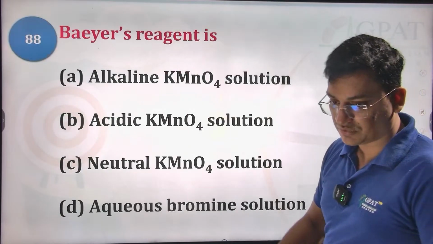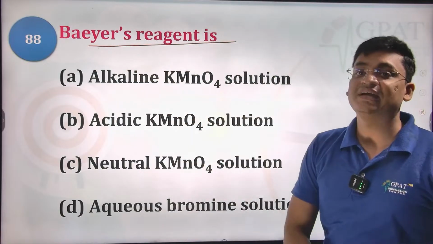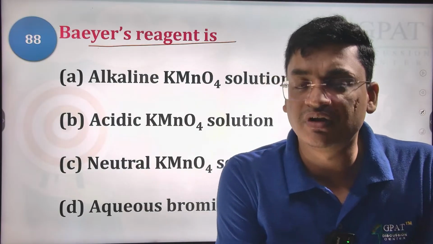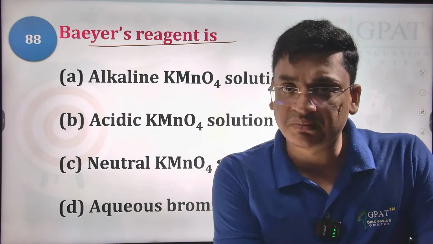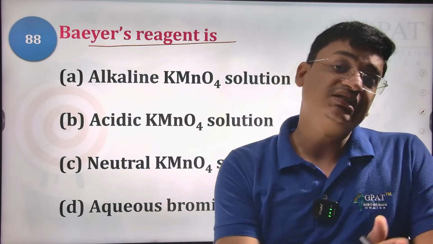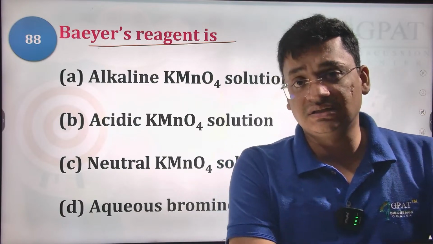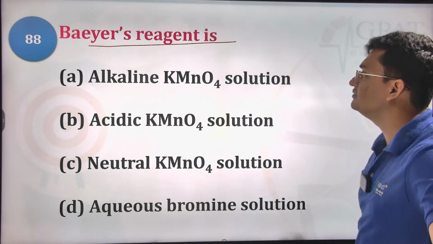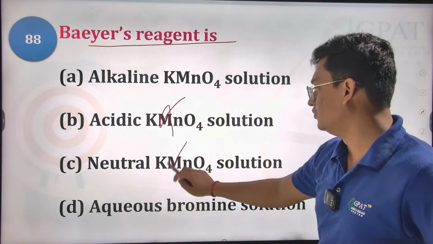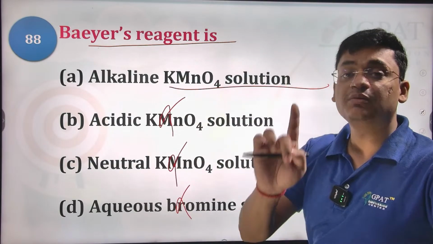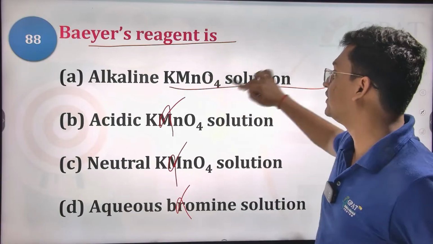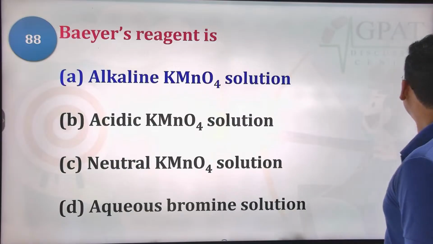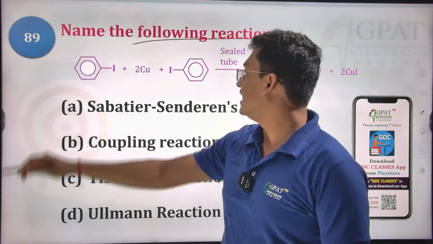Bayer's reagent is cold diluted alkaline potassium permanganate solution. A 1% cold alkaline diluted solution of potassium permanganate is known as Bayer's reagent. This Bayer's reagent shows addition reaction on alkenes, the syn addition of OH. So it is alkaline, not acidic, neutral or aqueous. So yes, A is the correct answer for this question.